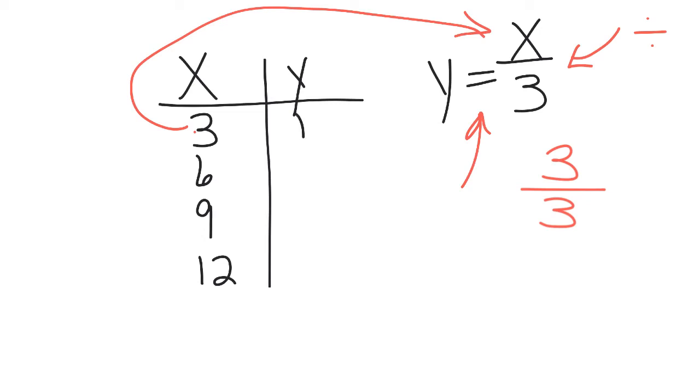And then I would do the same thing for the 6. I'd plug it in. So I'd have 6 over 3, so 6 divided by 3 is 2. 9 divided by 3 is 3, and 12 divided by 3 is 4. So that's all you are doing for your weekly practice, is you are plugging in and determining what happens.